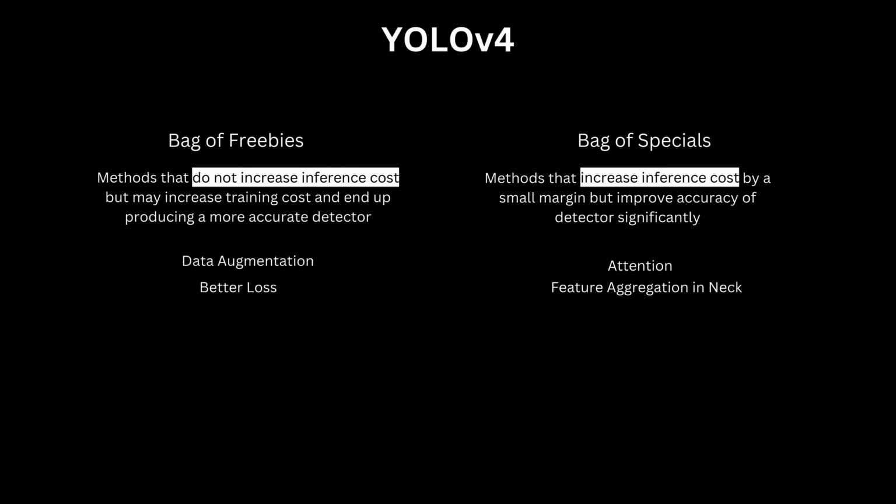Let's start with bag of freebies for backbone. These would be the strategies used during ImageNet pre-training stage to boost the classification accuracy and end up with a stronger feature extractor. So we'll go through the bag of freebies for backbone that authors use in YOLOv4.